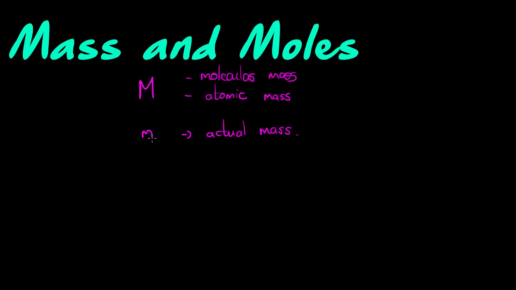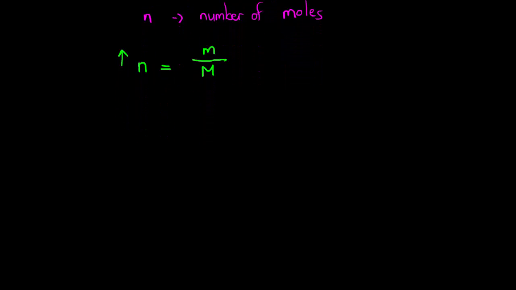And if my actual mass is equal to the molecular mass or the atomic mass, it means I have 1 mole. So n will represent the number of moles. If my actual mass is double the atomic mass or the molecular mass, it means I have 2 moles. So the relationship is that the number of moles is equal to actual mass divided by molecular mass. So if actual mass is bigger than molecular mass, I will have more than 1 mole. If actual mass is less than molecular mass, I will have less than 1 mole. Okay, so let's look at a few examples.